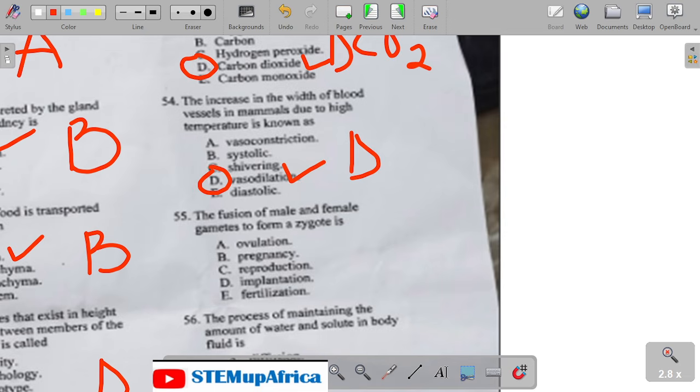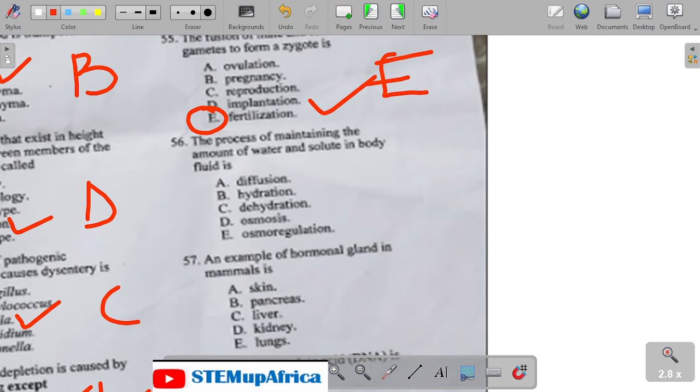Then 55, the fusion of male and female gametes to form a zygote. Everybody knows this is fertilization. It's fertilization. Then 56, the process of maintaining the amount of water and solute in the body. So water and solute must be balanced, otherwise it might lead to high blood pressure, among other things. So the answer is osmoregulation, which is option E.